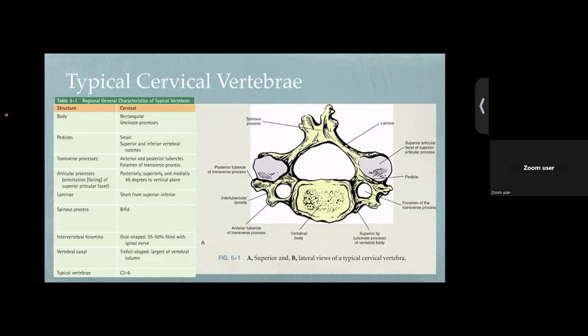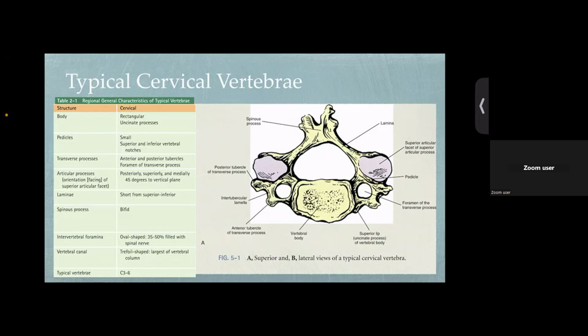The different parts: you have the body, which is rectangular and has an uncinate process on the superior aspect of the lateral sides of the body. You have the pedicles, which are small. They have superior and inferior vertebral notches where the nerves come out. You have the transverse processes with anterior and posterior tubercles, and especially the foramen of the transverse processes. The articular processes are posterior and superior, and the laminae are short from superior to inferior.